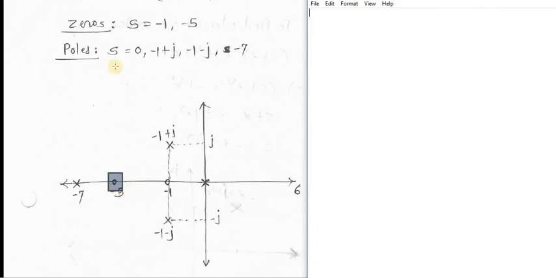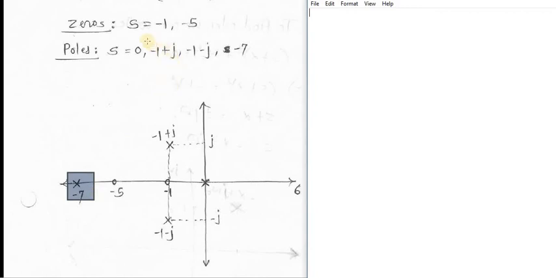Now we will plot all the poles. We know that one pole is at s equal to 0. So poles are denoted by the notation x, or you may call it a cross. So look at this, a cross is shown at the origin to denote the pole s equal to 0. Another pole is at s equal to minus 7. So it is shown at s equal to minus 7.